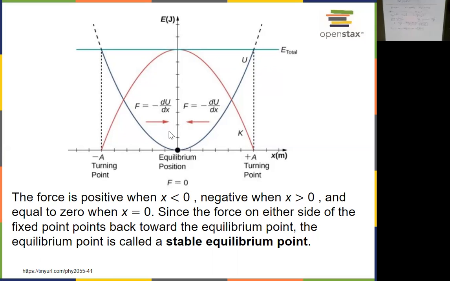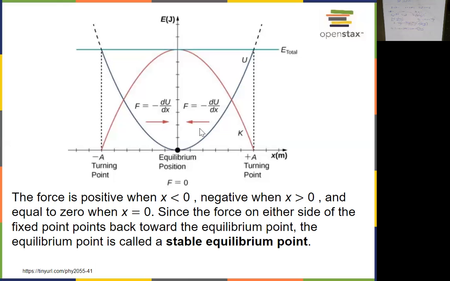So in this case, if you are taking the derivative of U over x, that means you are looking for the slope. On this side, the slope will be negative, and then with the negative sign, the force will be positive, to the right. On this side, the slope at any point will be positive, and then with the negative sign, the force will be to the left.